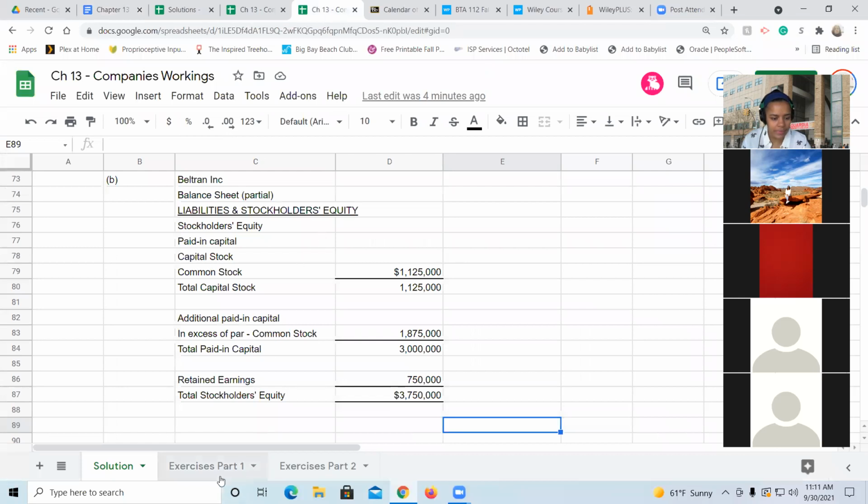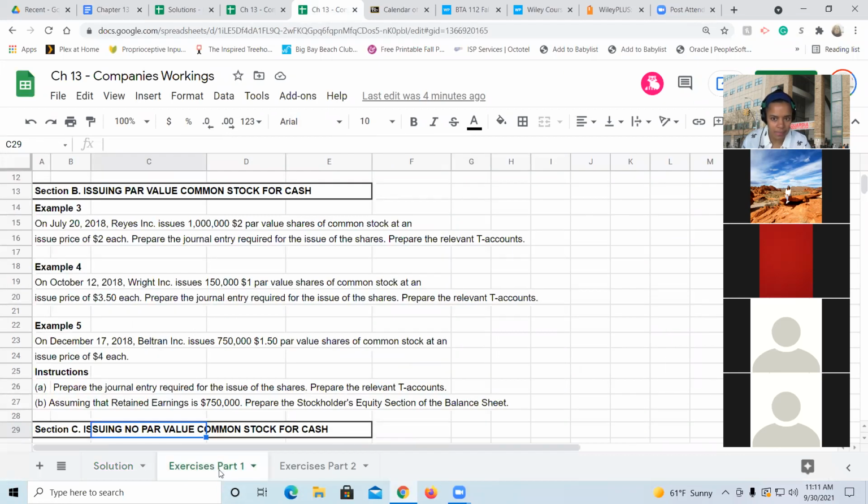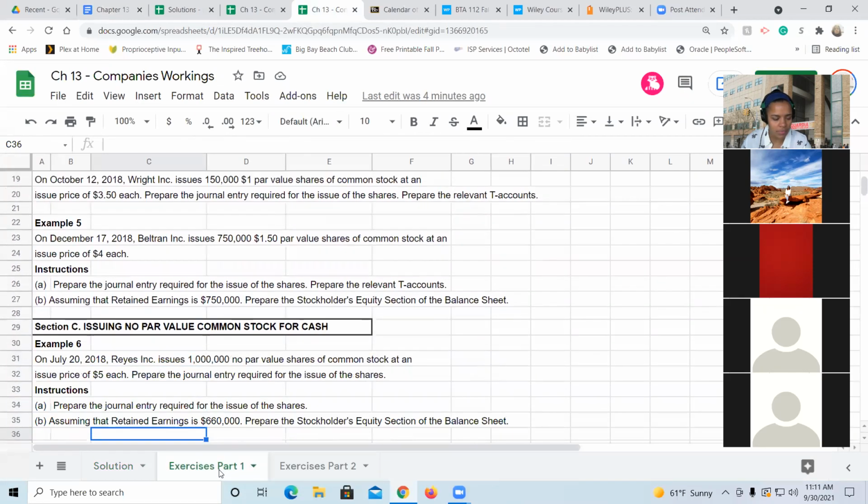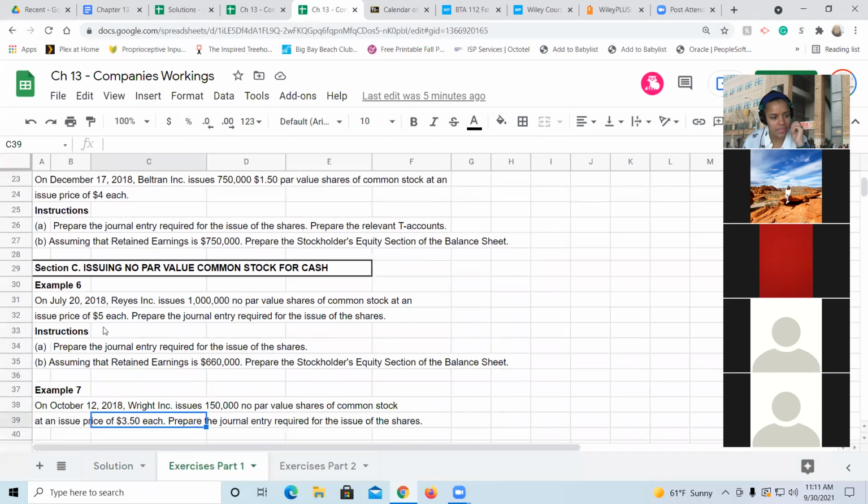Going into the exercises, which I did end up pasting into this Google Doc, anyone accessing the Google Doc should be able to see these other two tabs. We're moving on to example 6, which is the issuance of no par value common stock. On July the 20th, 2018, Reyes Inc. issues 1 million, and this is not dollars again, this is number of shares, 1 million no par value shares of common stock at an issue price of $5 each. Prepare the journal entry required for the issue of the shares.